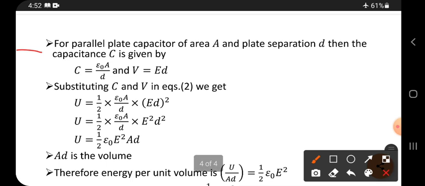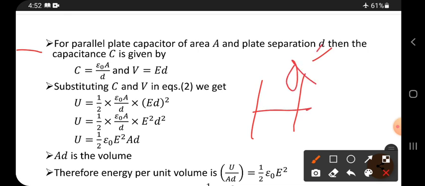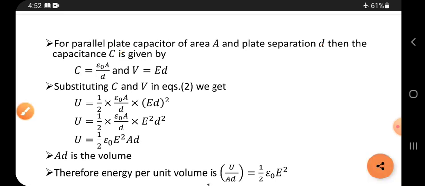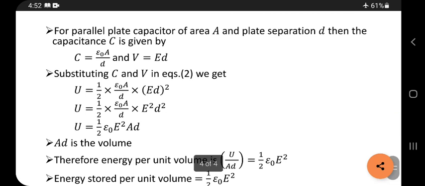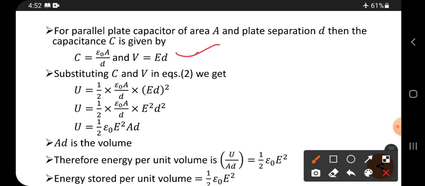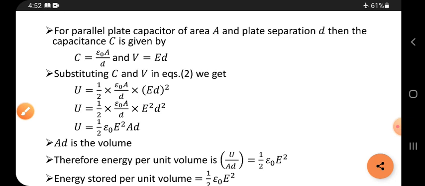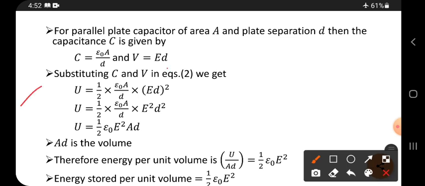Now, for a parallel plate capacitor of area A and plate separation D, meaning the two plates are separated by a distance D, the capacitance C is given by epsilon naught into A by D, an equation we have already derived. And V is equal to ED. We already know potential is equal to electric field into distance. This is the relation between electric potential and electric field.